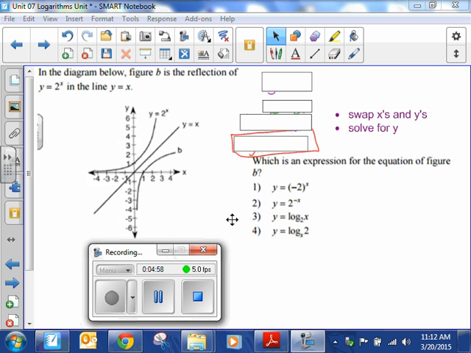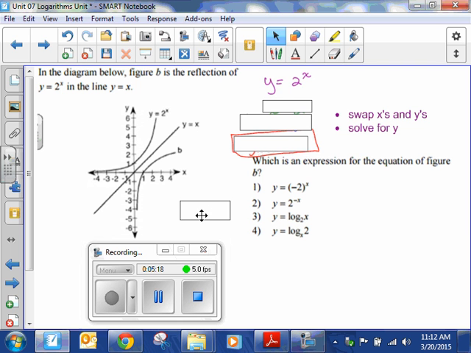In the diagram below, figure B is the reflection of y equals 2 to the x power in the line y equals x. So this figure here is the reflection of this graph. Remember, when we reflect over the line y equals x, it is the inverse. And remember, the inverse of the exponential function is the logarithmic function. So we can solve algebraically.